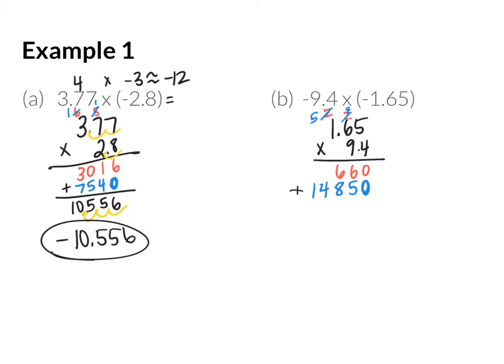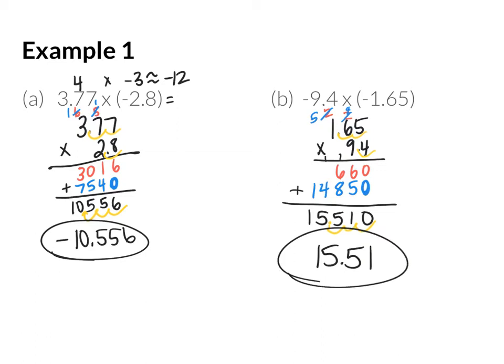I add them together, 0, 11, 15, 5, and 1, and count my decimal places, 1, 2, 3, 1, 2, 3, and I get a positive 15 and 51/100 as my final answer. You could keep the 0 on the end, but it is unnecessary.